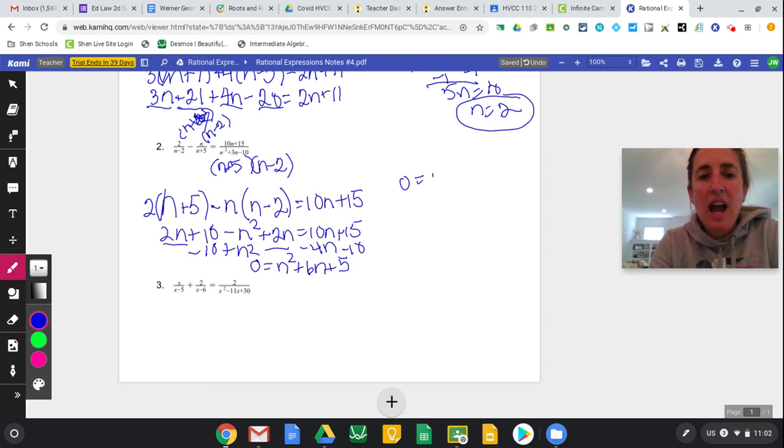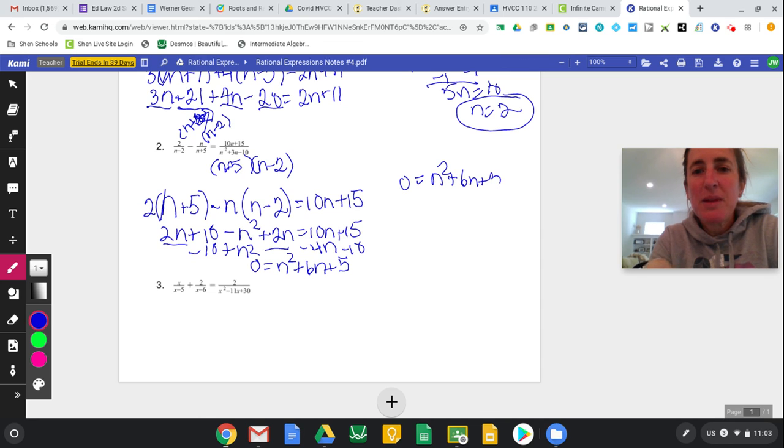Okay, so now I've got n squared plus 6n plus 5. Maybe it's going to look crazy. And what I'm going to do now is try to factor that.